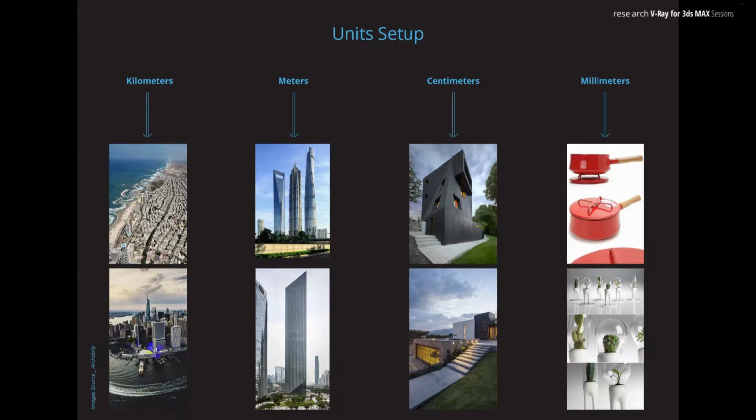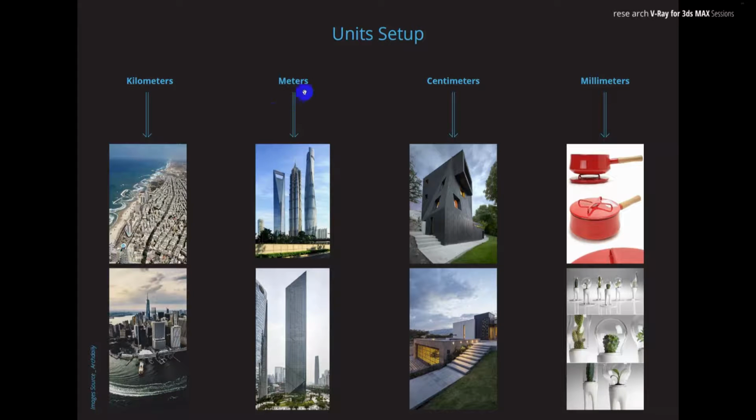If we were using millimeters or centimeters here, the units would be huge numbers, because this is for sure some number of kilometers, maybe tens of kilometers. So in millimeters it would be millions and millions and millions of units, and that would be extremely problematic for V-Ray and also for Max. So this is the proper scale to use with kilometers.